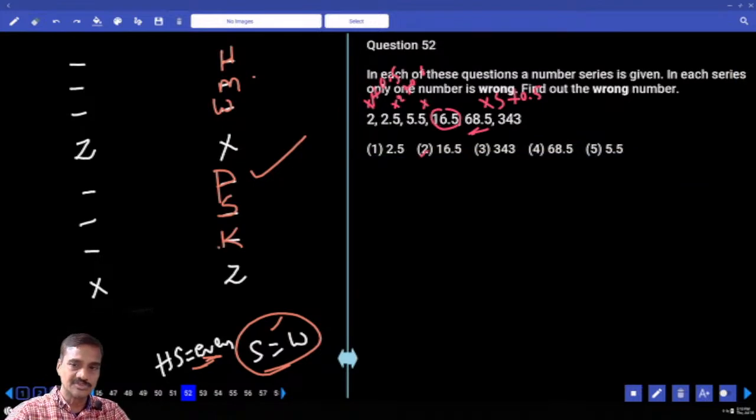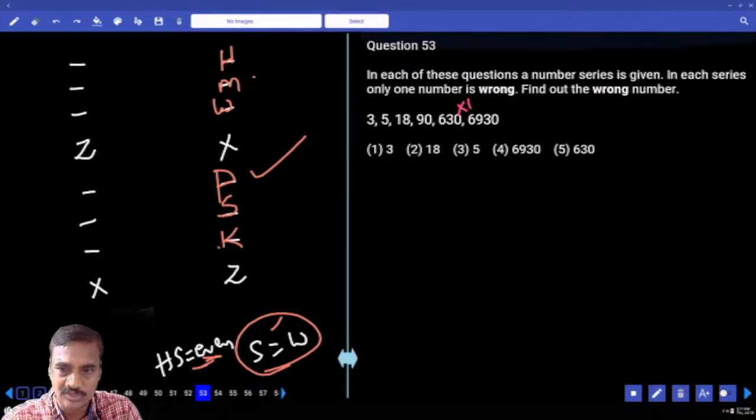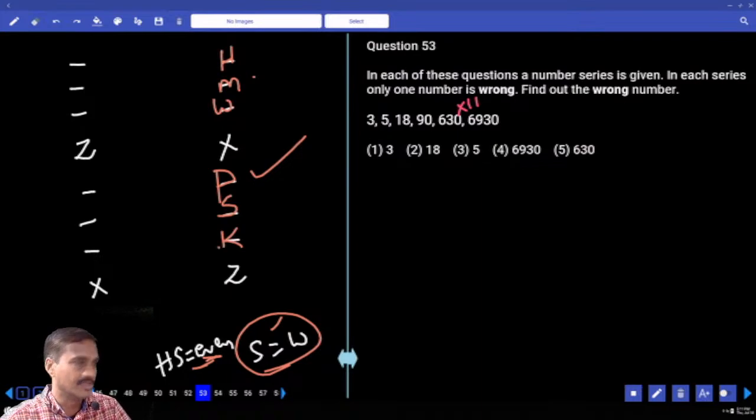Hence, what is the wrong number? 16.5, choice 2. Then 53. Tell me 53. Starting with 3, 36930. Numbers are increasing at a very faster rate. So what should it be? Product or combination. Then in combination you need to check at the highest pair. What comes at the highest pair here? Into 11. Right? Why into 11? 6 plus 3, 9 and 3 and 0. What is the meaning? Into 11.